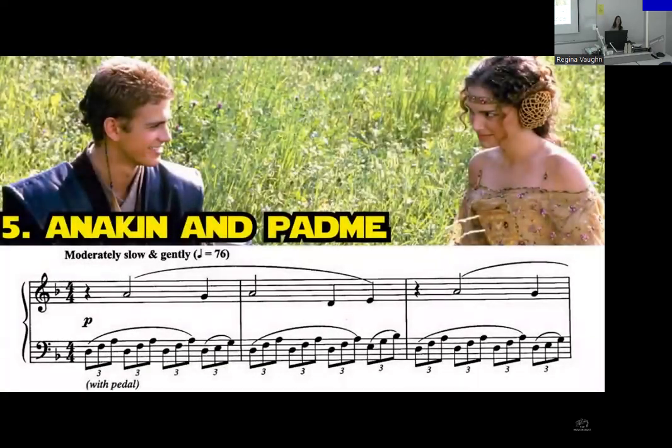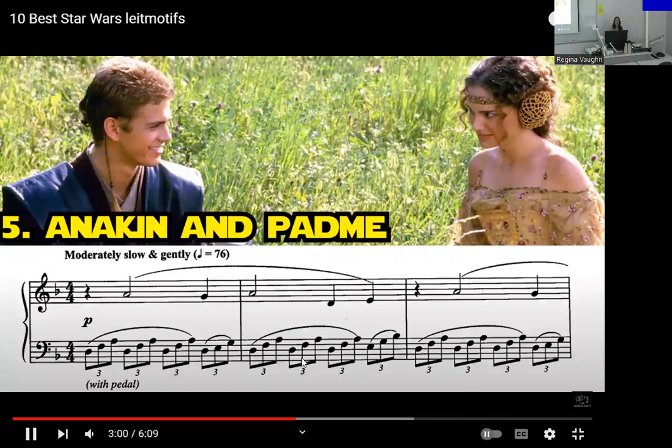And this is going to be very lush, very sweeping, because of course they're the star-crossed lovers. He's a Jedi, so he's not really supposed to be allowed to love, certainly not to marry and have children. She's high above his station. Look at those moving triplets in the bass line. That's very Chopin-esque.